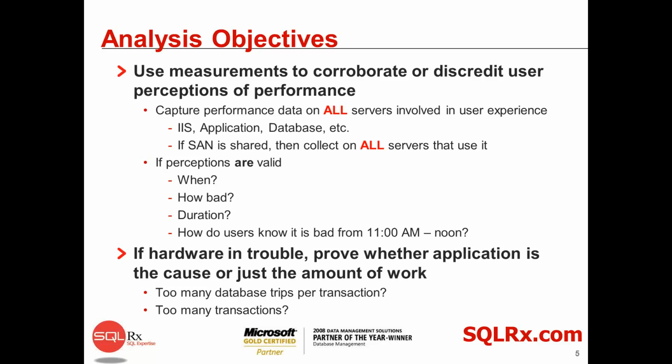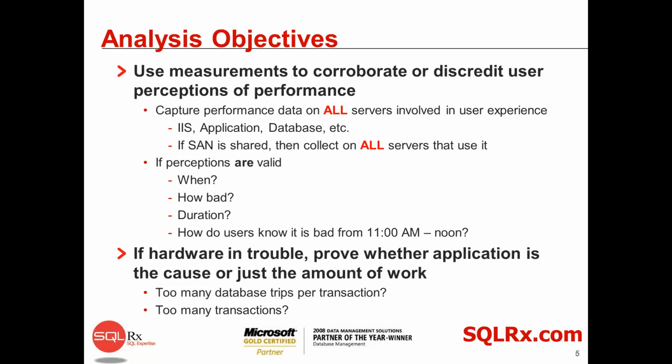So the idea here is that you want to capture all the performance data you can on all servers that might be involved with the user experience. If the SAN is shared among servers, you want to collect on all servers that you can, because sometimes what happens on server X can affect server Y adversely. And then if the perceptions are valid, when did it happen, how bad was it, how long did it last, and how do the users know it's bad? Is it response? Is the system just not coming back? Is it just slow? What is it?